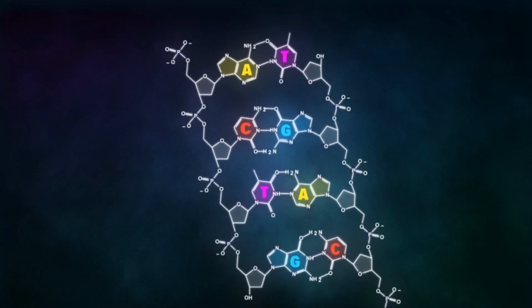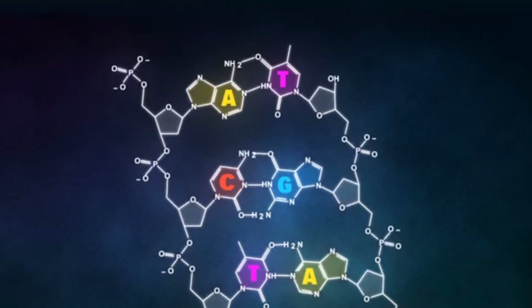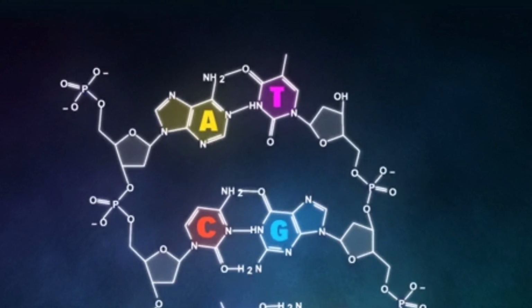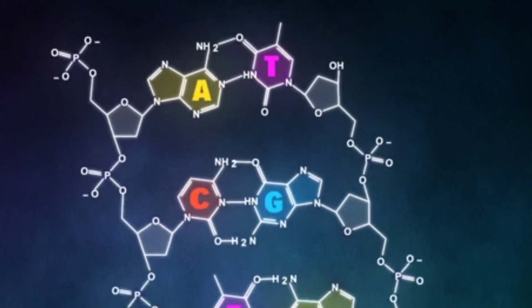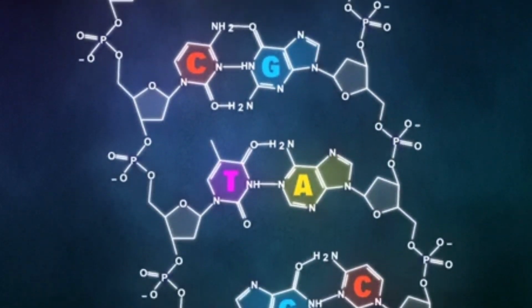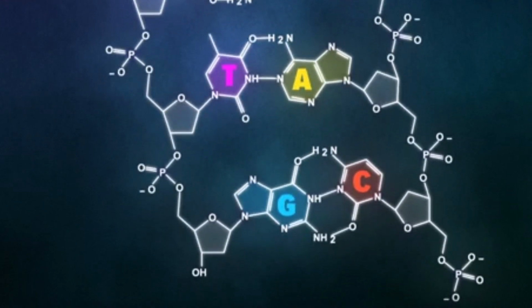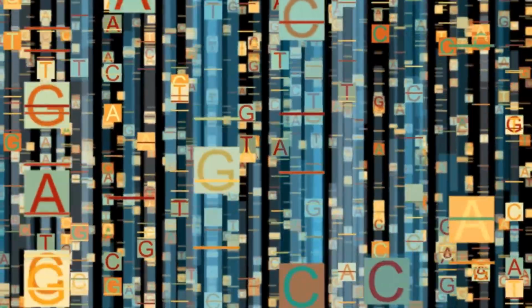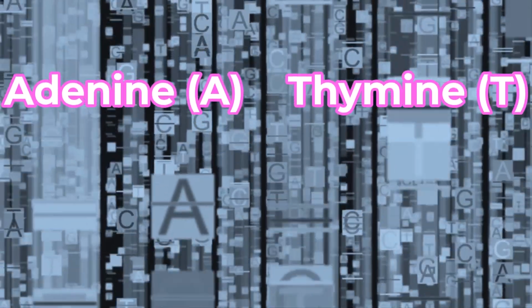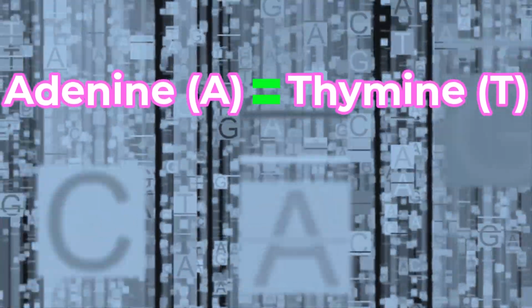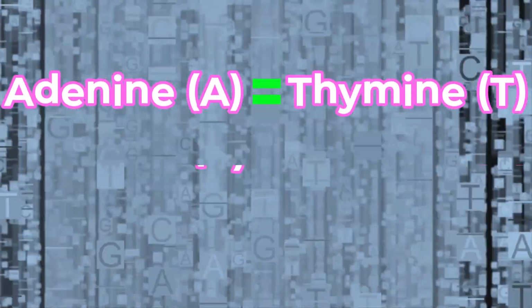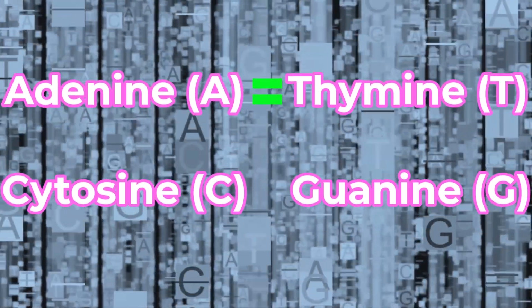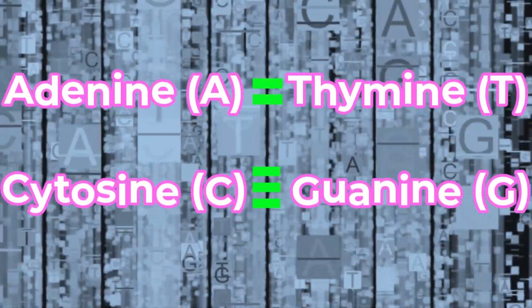Each strand of DNA is connected to the other DNA strand through hydrogen bonding. This hydrogen bonding occurs between the nitrogenous bases on opposing DNA strands. There are base pairing rules in DNA. A can only pair with T. This bonding creates 2 hydrogen bonds. And C can only pair with G, which creates 3 hydrogen bonds.